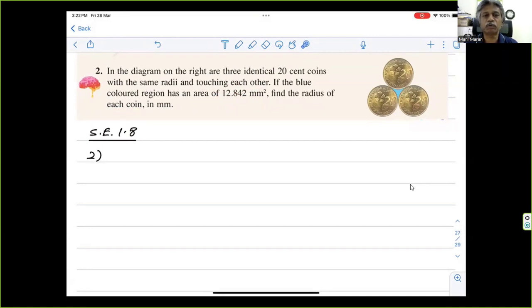If you look at the question carefully, what's happening is that you are given three coins of unknown radii, and they are touching each other. When the three coins touch each other, there will be a small space in between. The area of that space is given. You are asked to find the radius. Let's take a look at how to do this.